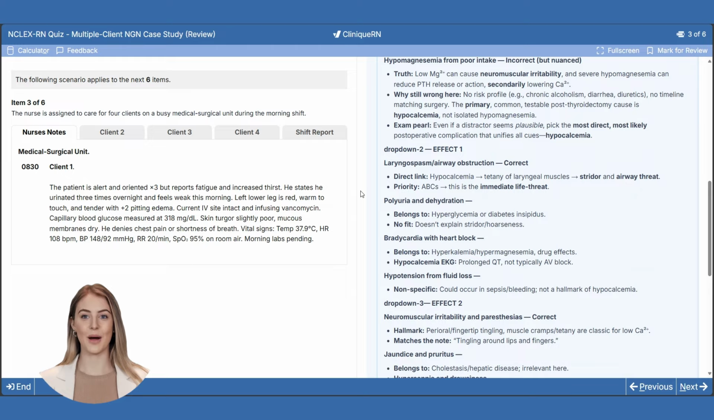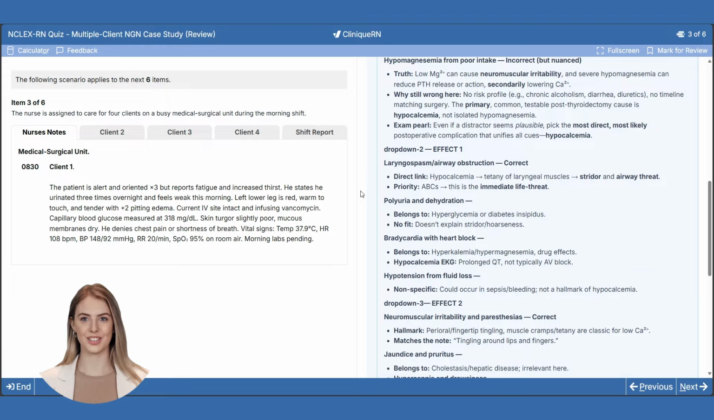Hypocalcemia. Drop-down 2, effect 1: laryngospasm, airway obstruction. Correct, a direct link. Hypocalcemia means tetany of the laryngeal muscles, stridor, and airway threat. Priority: ABCs. This is the immediate life threat.